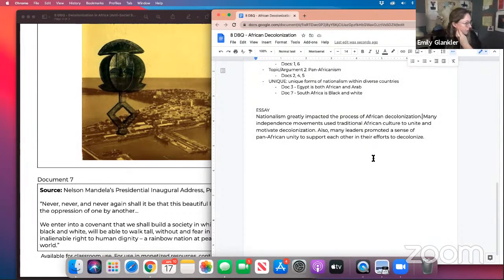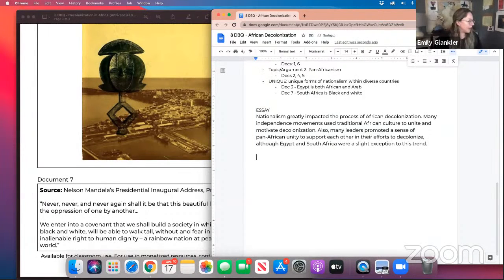Many independence movements use traditional African culture to unite and motivate decolonization. Also, many leaders promoted a sense of Pan-African unity to support each other in their efforts to decolonize. I don't really have anything in here about my third topic yet, but that's okay, because I'm going to use this one to try to be kind of complex. Ooh, check me out. I'm going to use this one to say, hey, here's an exception to this argument. So I could say also, in their efforts to decolonize, although Egypt and South Africa were a slight exception to this trend. And now I've kind of covered everything, right?